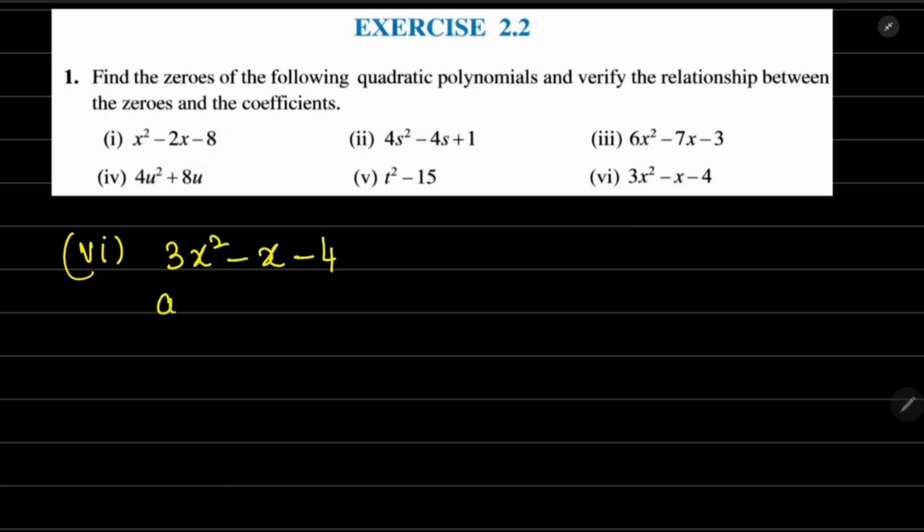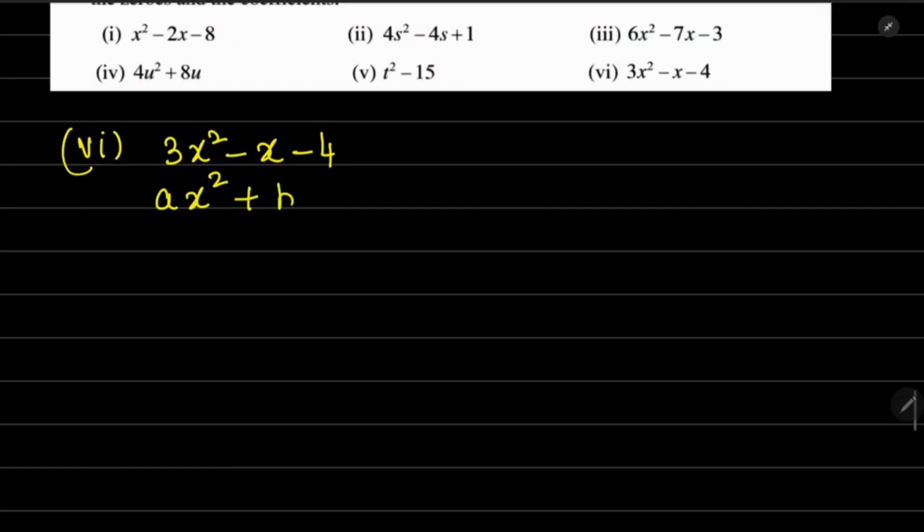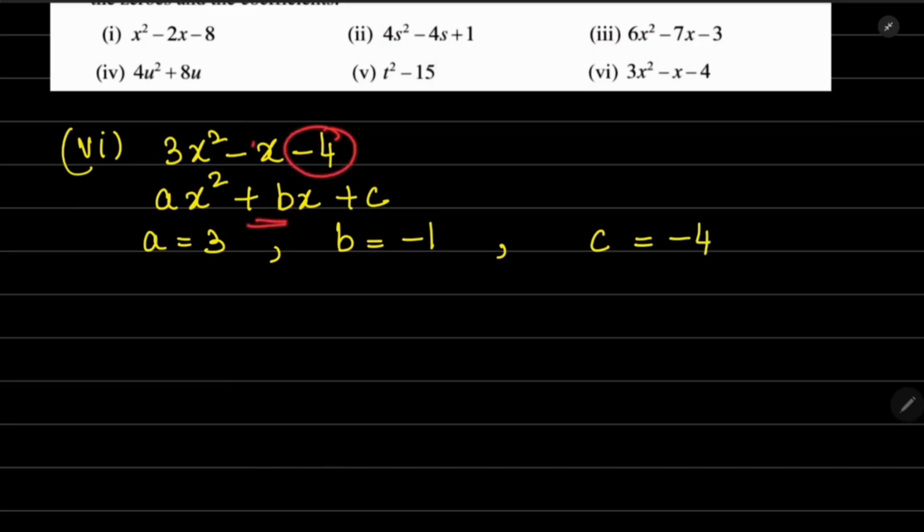Again, let's compare it with the standard quadratic polynomial ax square plus bx plus c and get what is a. A is nothing but your 3. B is nothing but minus 1. Be very careful with the signs also. And c is nothing but minus 4. B is the coefficient of x along with the sign, that is minus 1. And a is nothing but 3.